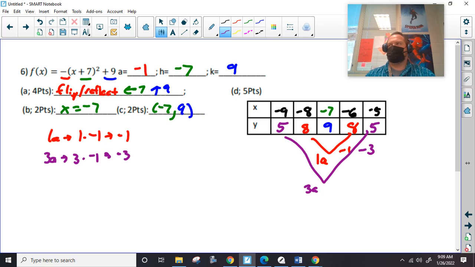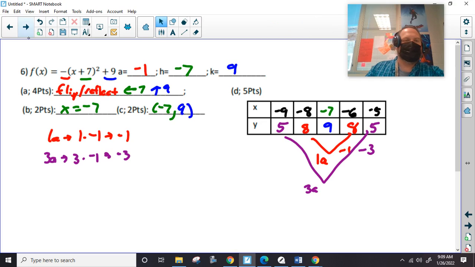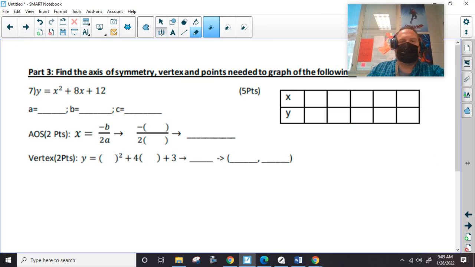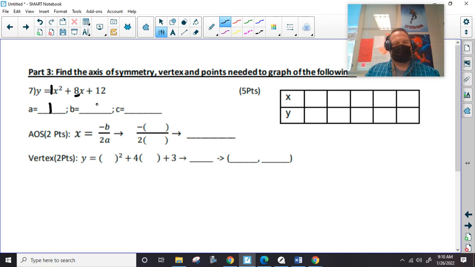All right. Okie dokie. So, moving on. Whole other section. Okay, now we have A, B, and C. This is our standard form. A is the number in front of x squared, so this is 1. Our B is 8. C is 12.